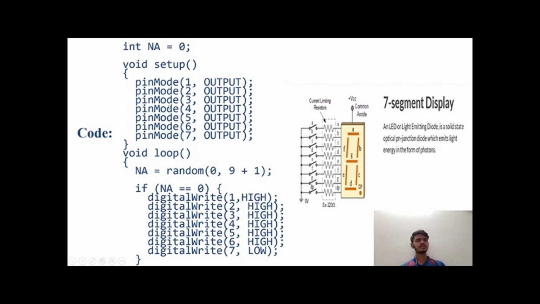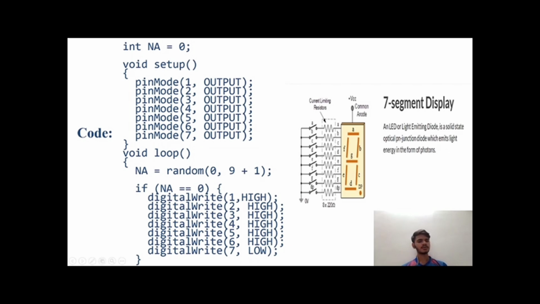Now here we have given pins 1, 2, 3, 4, 5, 6, and 7 as outputs. What are these outputs? We have connected pins 1 to 7 to the 7 segment display. In the 7 segment display, A is for 1, B is 2, C is 3, D is 4, E is 5, F is 6, and G is 7. So it is connected to the 7 segment display so that we can get a number which will be randomly generated using this code.